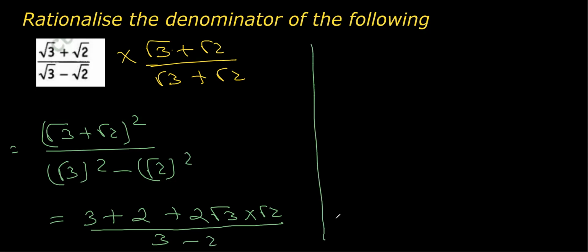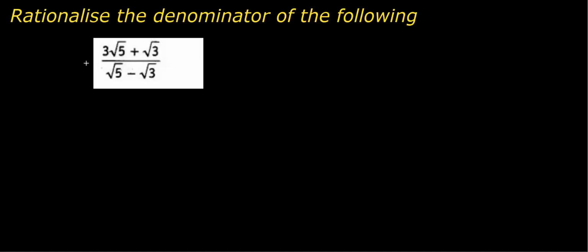Now if I proceed, I can see this is 3 plus 2, that is 5, plus this is 2 times root 2 into root 3, right? So it's going to be root 6. You know that root 2 into root 3 is root 6. And this is 3 minus 2, which is 1. As you know, that 1 we may not write in the denominator. So this should be the final answer for this part.